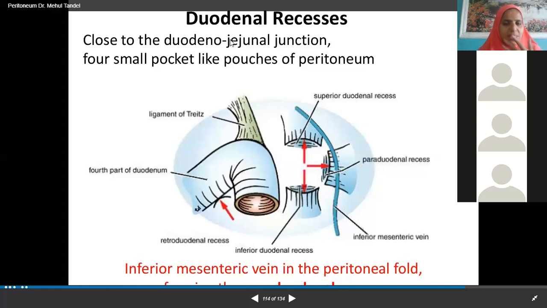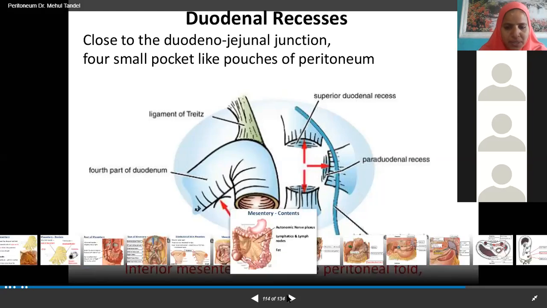So how many duodenal recesses are there? How many are we finding? 4 in number. Superior, inferior, para and retro. Is that clear? It can be a 3 marks question, beta. Duodenal recesses. Superior duodenal recess, inferior duodenal recess. Para means on either side of the duodenum. Retro means behind the fourth part of the duodenum. Retroduodenal recess. Okay. So all these are pocket-like pouches of peritoneum. Potential spaces these are.